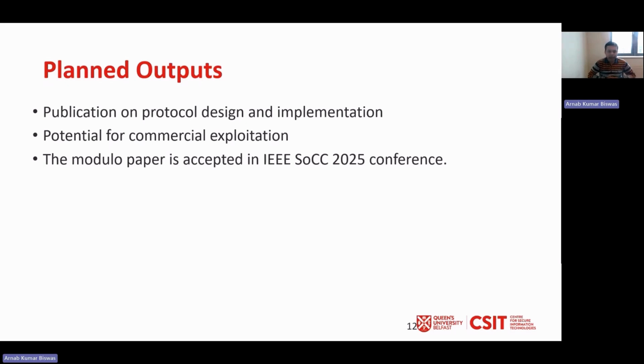The second one is a smaller part, the hardware implementation, the modulo implementation, just one function implemented in hardware. I wrote a paper on that and it got accepted, but the conference has not yet happened. It will happen at the end of this month. This is the IEEE SoCC 2025 conference. So this is one small paper.